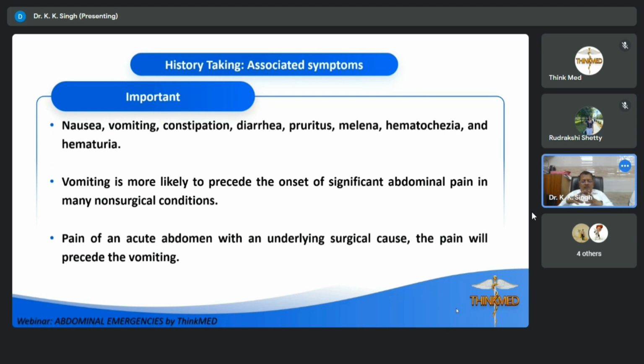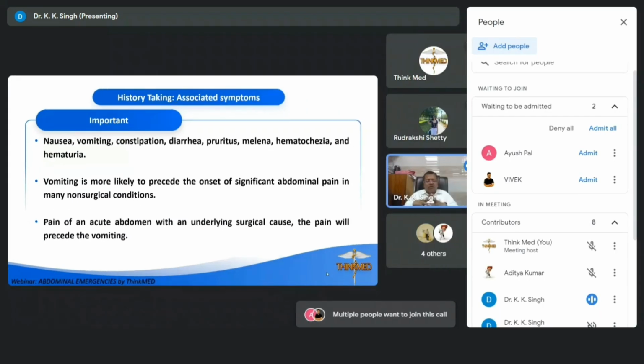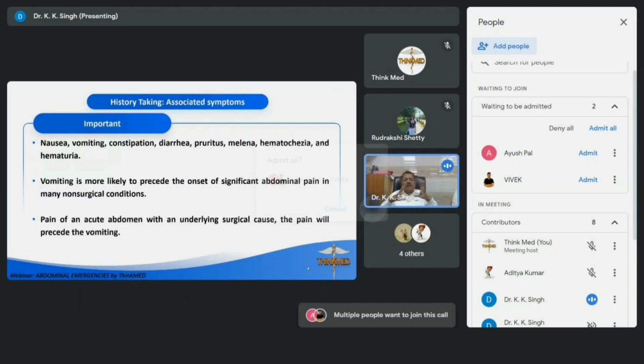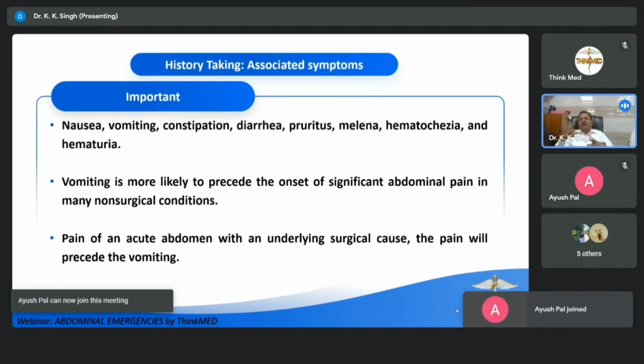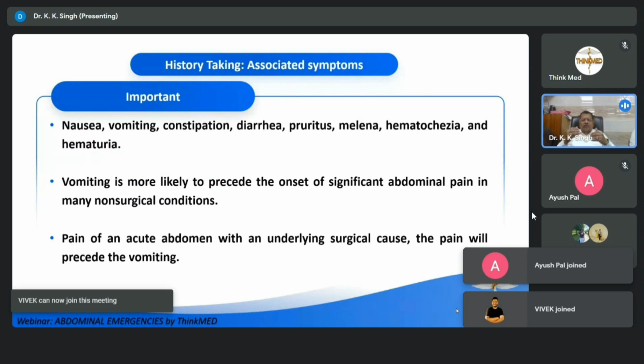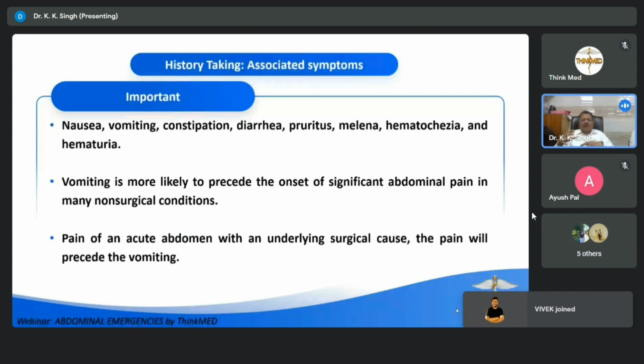Vomiting, if there is only vomiting, then the chances of non-surgical conditions are more. Whereas if there is a surgical cause, pain will appear first, vomiting will appear afterwards. Why? Because if there is some obstruction or perforation, pain will start immediately, whereas vomiting will occur after some time.